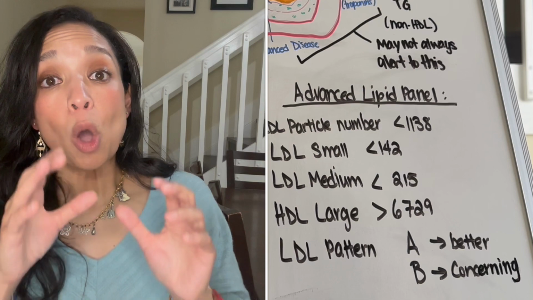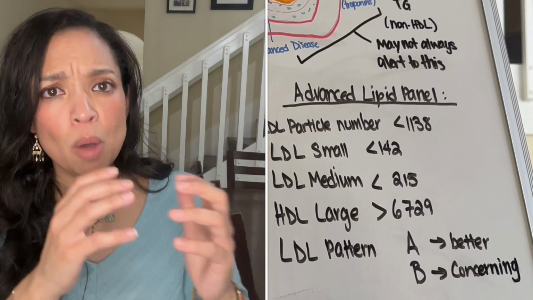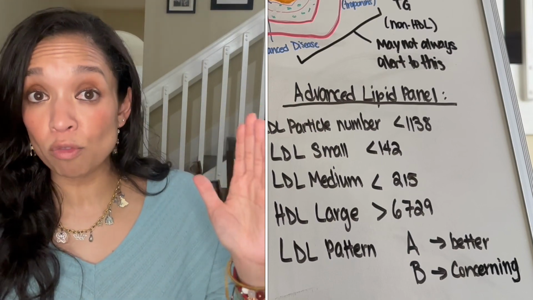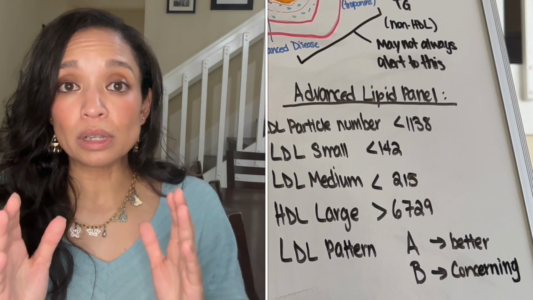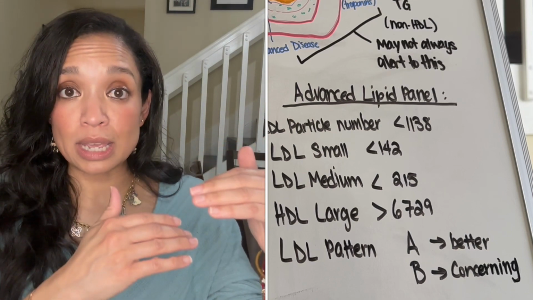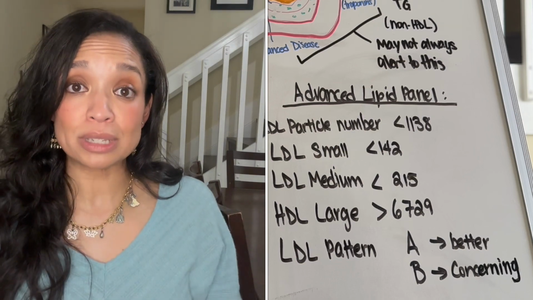So if you have mostly the large lipoprotein with some medium size and maybe a little bit of the small relative to the overall volume, you will more than likely have what's referred to as a pattern A of your LDL. And that's the one that we would prefer for you as the patient to have.